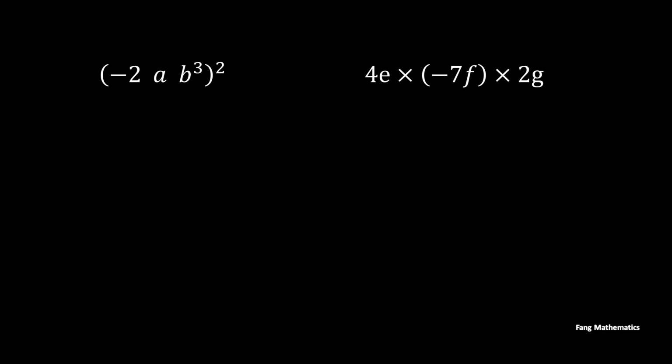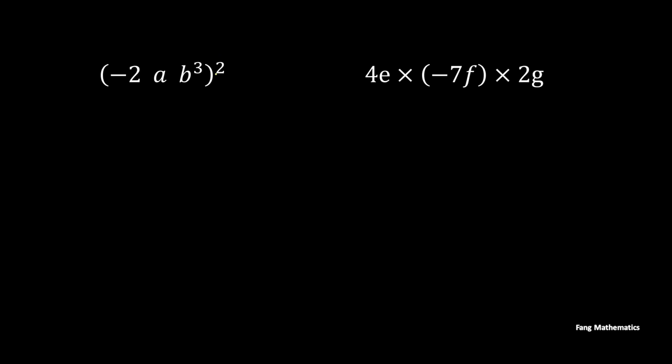Moving on, we are to do combination of operations, and we have 4 questions altogether. Let's look at the first example. You have this product inside the parentheses to the power 2. So if you are to look at the components we have, I believe you should see 3. You have minus 2, a, and b cubed.